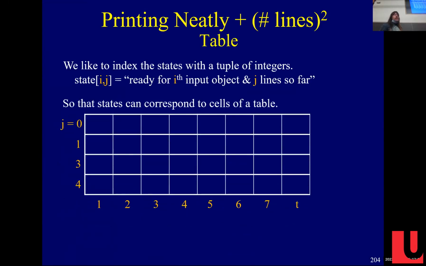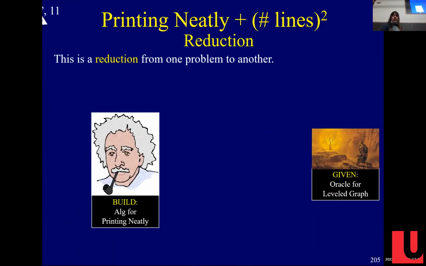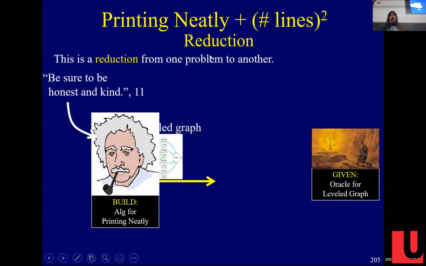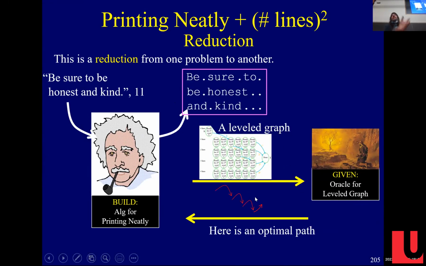So we have a 2-dimensional table, and then we do a reduction just like we did before. Now we have our new problem. We reduce it to this graph. This graph finds us a path, and we have the best solution. Everybody kind of follow that?